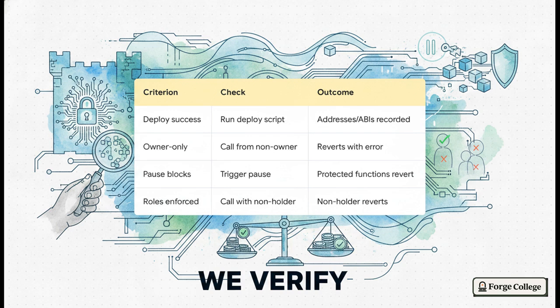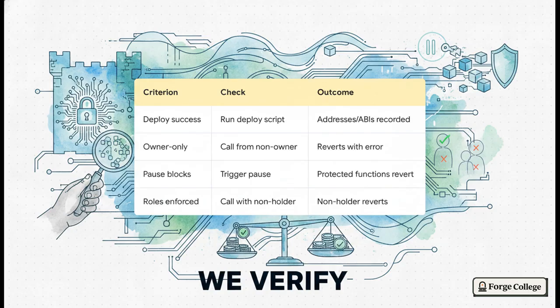We need to prove the deploy was successful by recording the addresses. We need to prove that owner-only functions actually revert when called by a non-owner. We must verify that when the pause button is hit by the owner, protected operations are successfully blocked. And we have to confirm that role-based controls are strictly enforced. We don't guess in Web3, we verify.